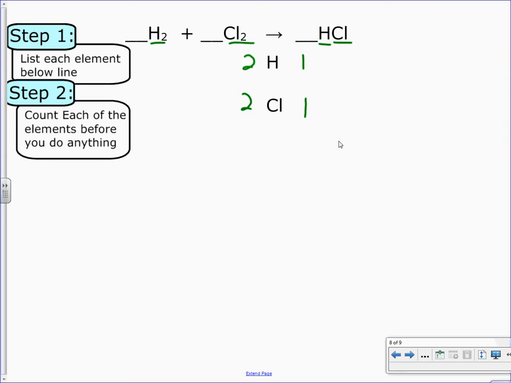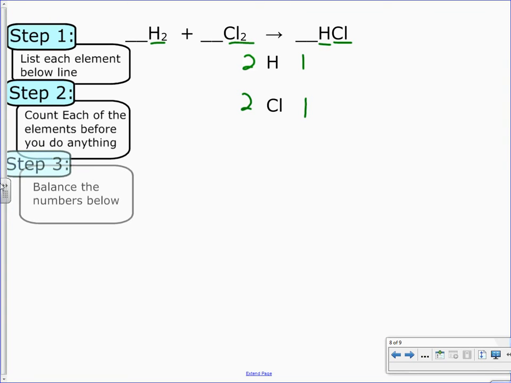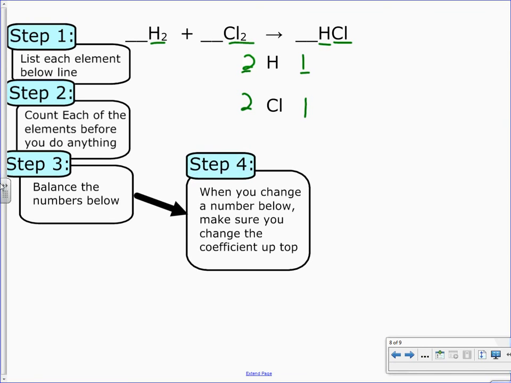Step three, you balance the numbers below. And what I mean by that is you have 1 here and 2 here. We want to balance that. And the way that you balance it is by adding in the coefficients up top. So when you change a number below, make sure you change the coefficient up top. I'd even recommend doing the coefficient first.